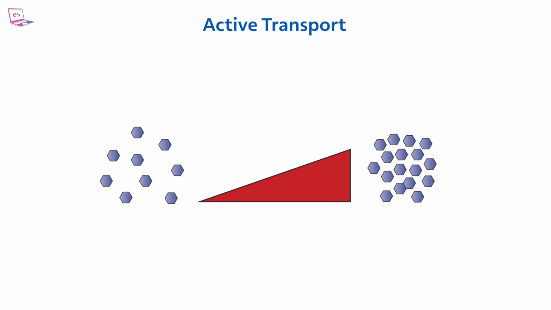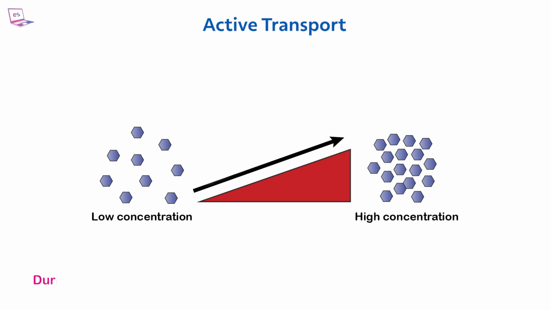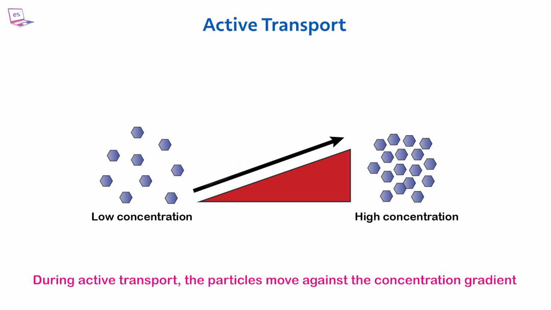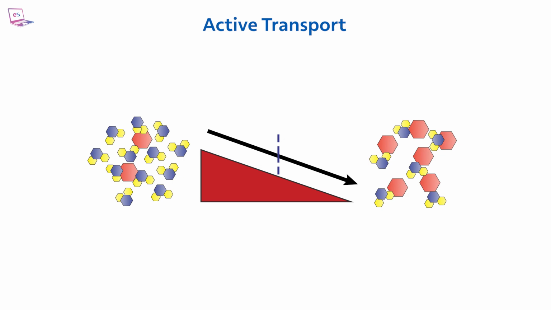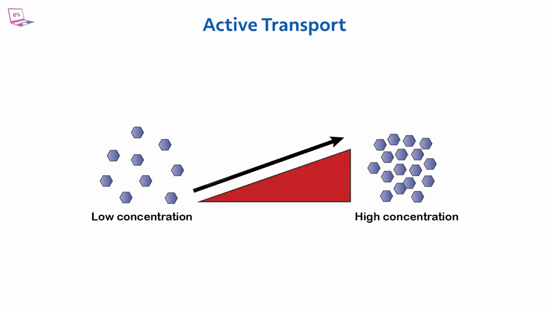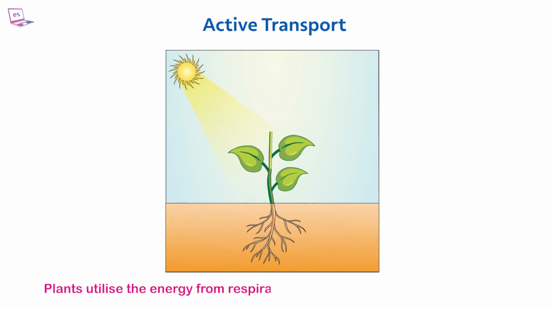Active transport. Active transport is a non-passive transport that refers to the movement of molecules or ions across a cell membrane from an area of lower concentration to an area of higher concentration. During active transport, the particles move against the concentration gradient. Unlike passive transport processes such as diffusion, active transport requires energy input, typically in the form of adenosine triphosphate, ATP, or another energy source. Plants utilize the energy from respiration in the process of active transport.